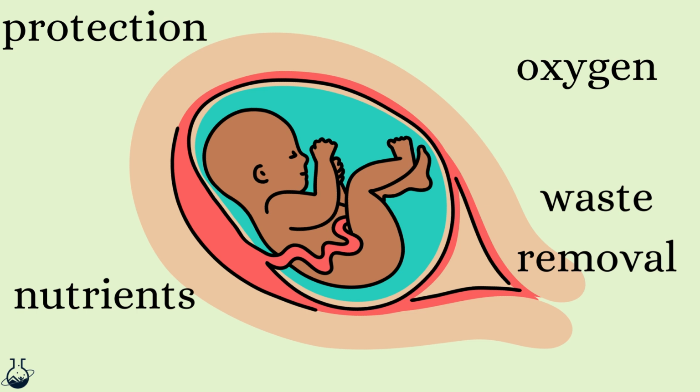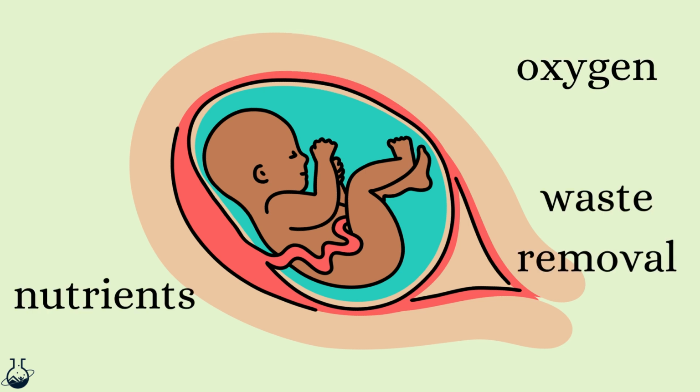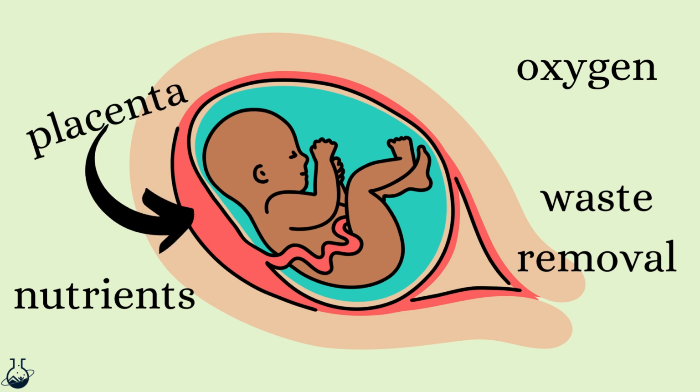These demands can be met through the structural adaptations of the female reproductive system. For example, protection is met by a liquid that surrounds the fetus called amniotic fluid. By the way, it isn't actually blue. The remaining three are provided by an organ that grows into the wall of the uterus, connected to the fetus by an umbilical cord, the placenta.